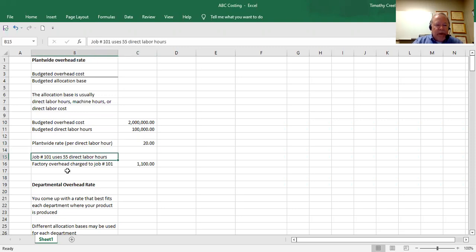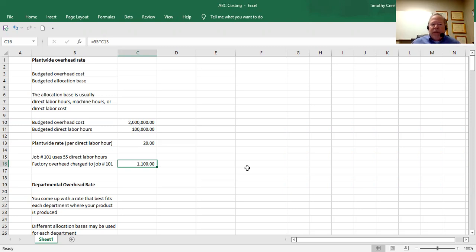So if job number 101 uses 55 direct labor hours, then the factory overhead charge to that job would be 55 times the rate of $20 an hour, so $1,100 of overhead would be charged to that job. So again, a plant-wide rate's advantage would be its simplicity. You would basically have one rate used for everything in the plant, the products, the jobs, the different things that they were doing.